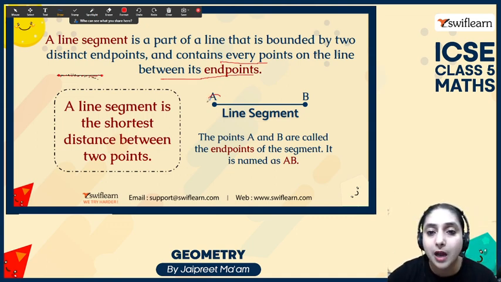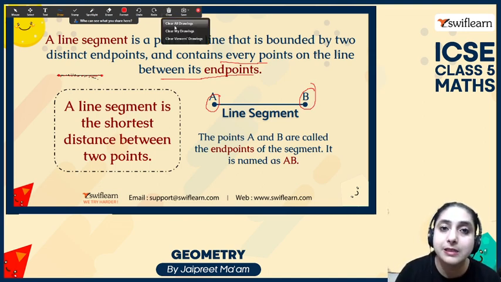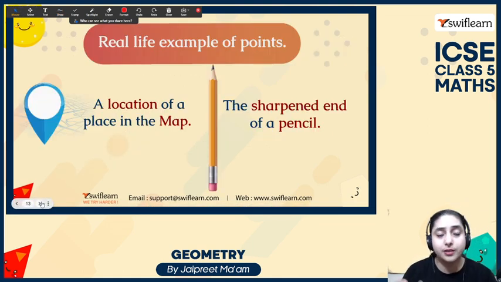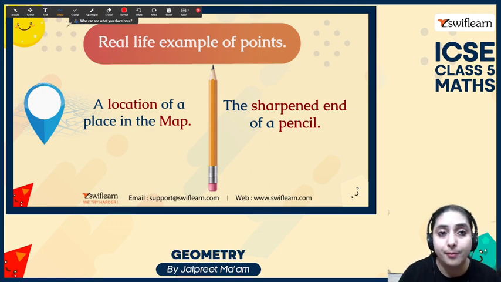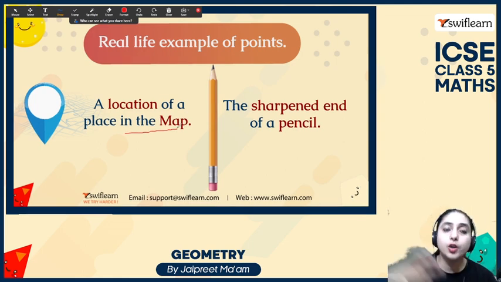So end points कहाँ है? जहाँ पे line finish हो रही है, उन points का नाम क्या है? AB. Okay? This is simple line segment. Now let's see another definition and let's see an example. Before that, let's see a real life example of points. A location of a place in the map, I have already told you.